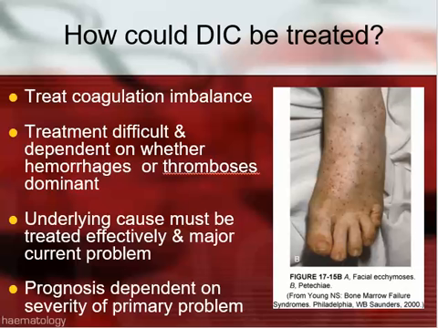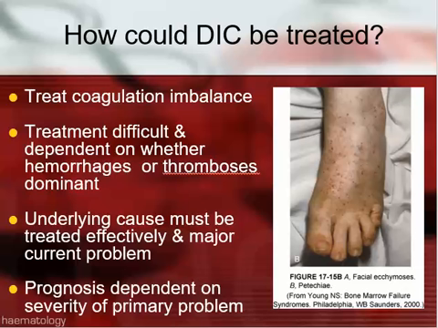So how do we treat this? These are the petechiae, by the way, on this foot. So we treat it by treating the imbalance. So if we're at the hemorrhage stage, then we better help deal with the hemorrhages. If it's at the thrombosis stage, then we better deal with the ischemia and that kind of thing.